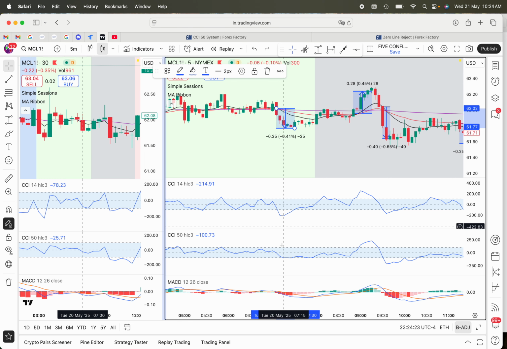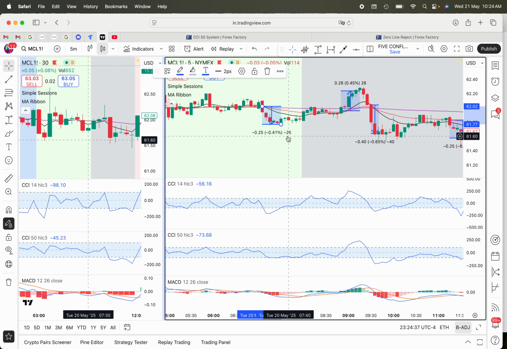Also just look at the MACD. That also turned over. The MACD is a really lagging indicator, but you might be in this trade going, oh man, am I right? And if the MACD's also turning over, it's just adding value to the trade. So now we're waiting for another trade.